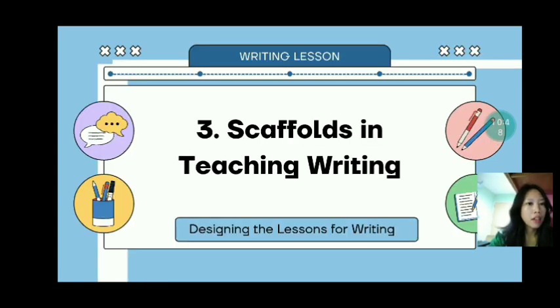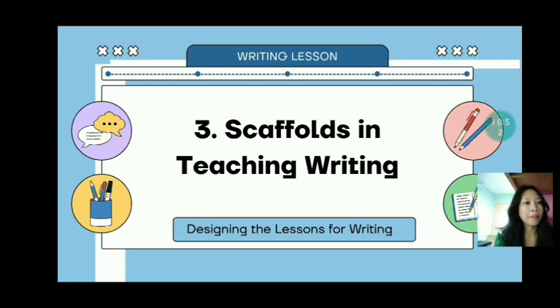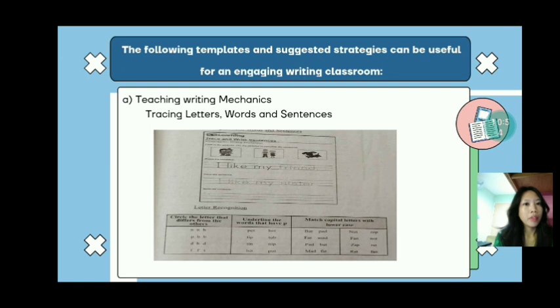Next, number three is scaffolds in teaching writing. First is teaching writing mechanics. So this is a guide or a sample activity that the teacher can give to the students. An example of this is tracing letters, words, and sentences.